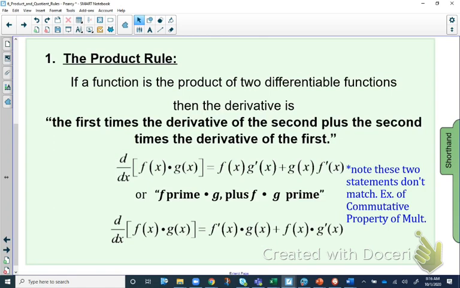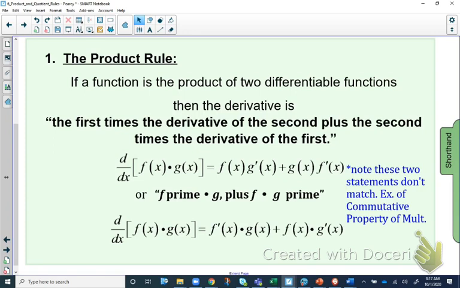Here what you see is the product rule, and they're kind of giving you two different ways of writing it. The one at the top says we take whatever function f is and we multiply it to the derivative of function g, and then we add the sum of whatever the function g is times the derivative of function f.